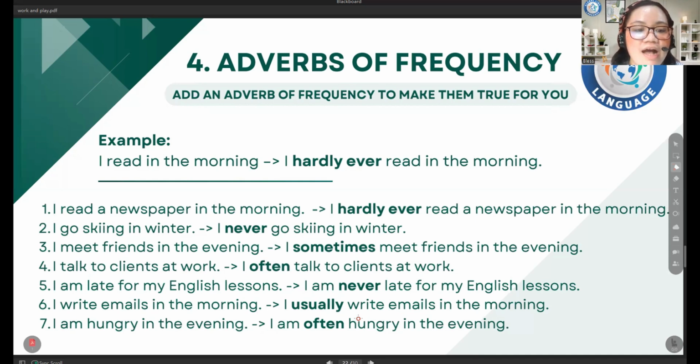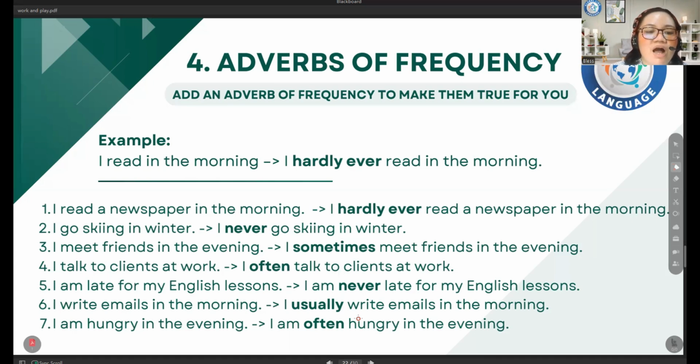Next, number two, again, it's I go skiing in winter. And then it says I never go skiing in winter. So, adding an adverb of frequency makes them clearer. The statement is now clearer and it shows how often the person is doing the things that are written here. And number three, for example, I meet friends in the evening. I sometimes meet friends in the evening.